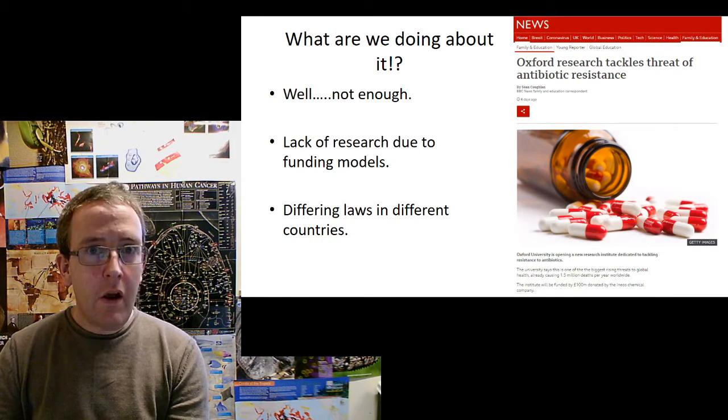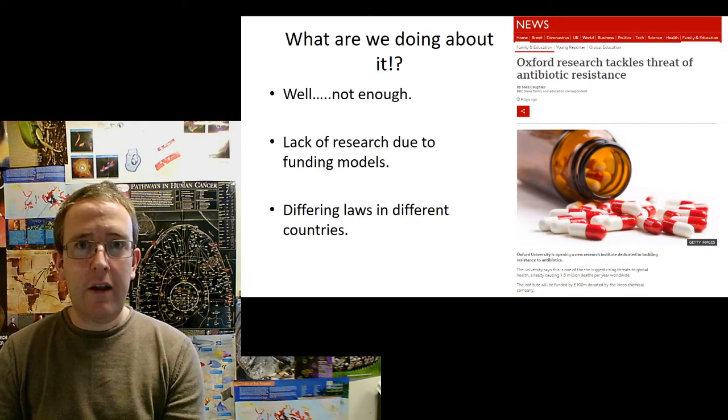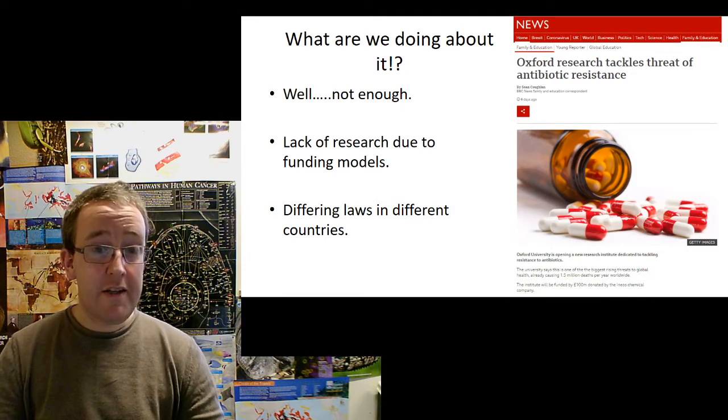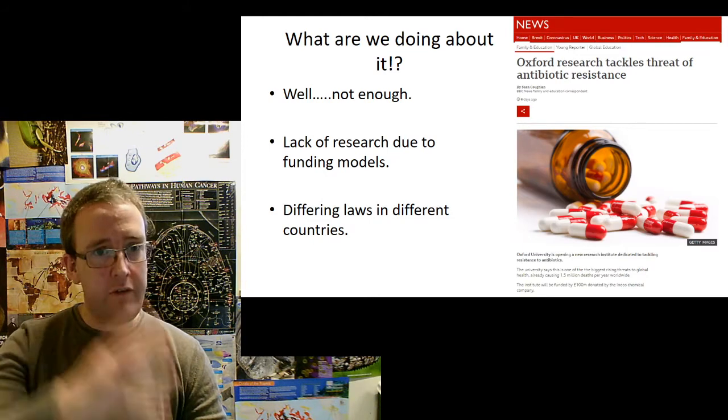So some people are starting to take it seriously, but this is too little and arguably too late. We need to really be taking this threat seriously. And that's one of the things the pandemic has shown us, even though that's viruses, not bacteria.